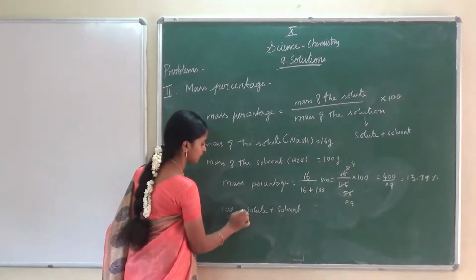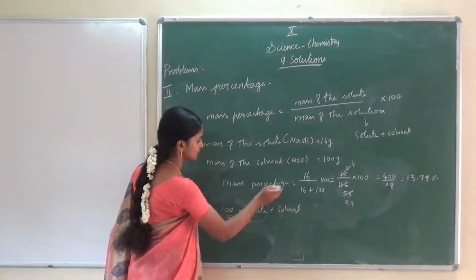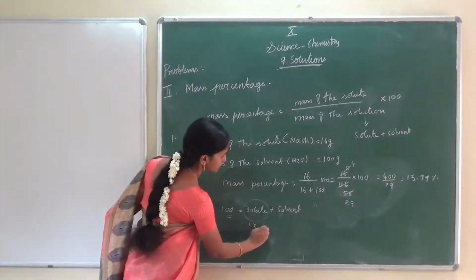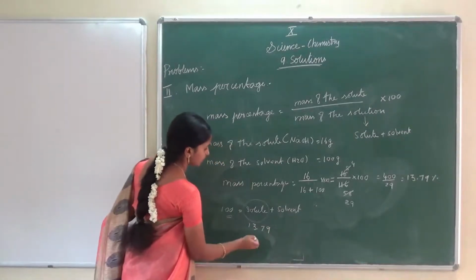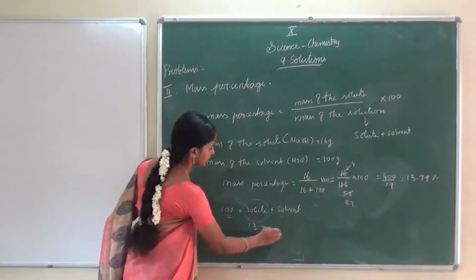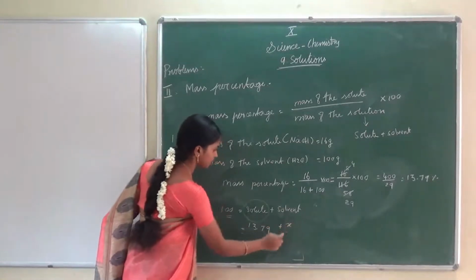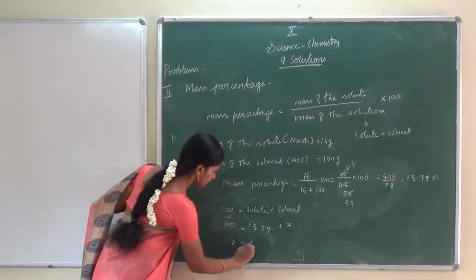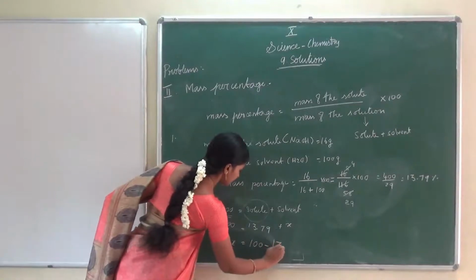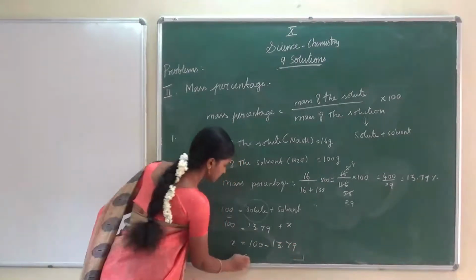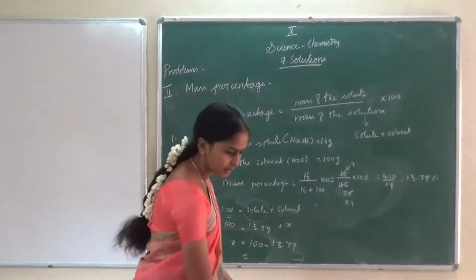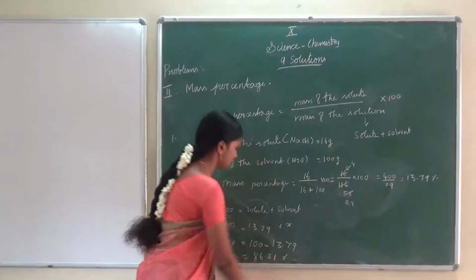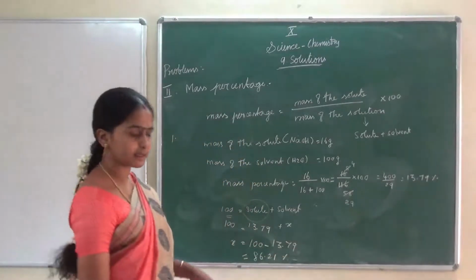The solute percentage now we have found. What is the solute percentage? What is the mass percentage here? Mass of the solute percentage here 13.79%. Okay, then we have to find for the solvent. Now we don't know, so keep it as x here. So it is 100. So x is equal to 100 minus 13.79. Okay, when we subtract, you will get 86.21%. Okay, 86.21%.